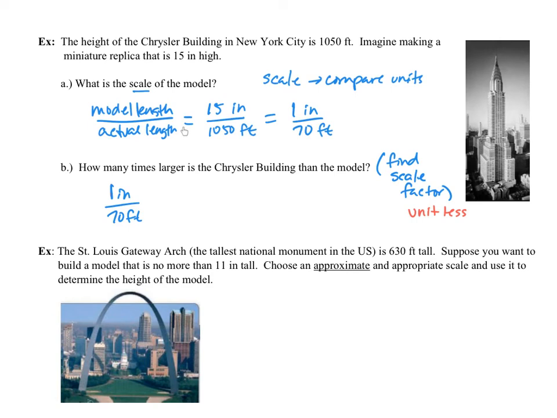70 feet. Well, every one of these 70 feet would have 12 inches. So in other words, I'm going to convert 70 feet into inches just by multiplying 70 times 12. And when I do, I get 840. So in other words, 1 inch to 70 feet is the same as 1 inch to 840 inches. So now that these units are the same, we can actually just think about canceling them. So in other words, the scale factor is 1 to 840. In other words, the Chrysler building is 840 times the size of our model that's only 15 inches tall.